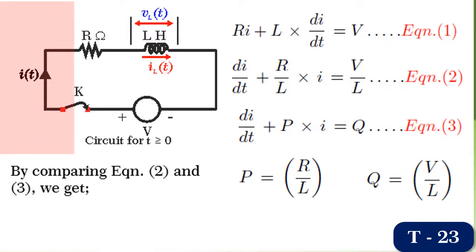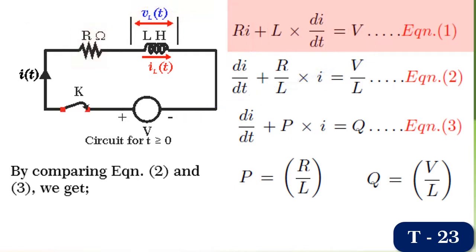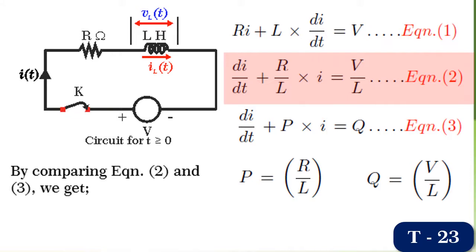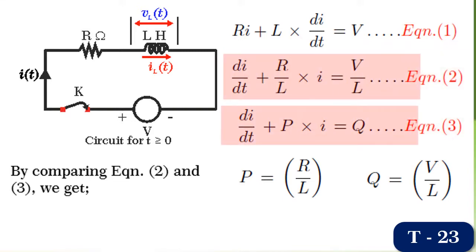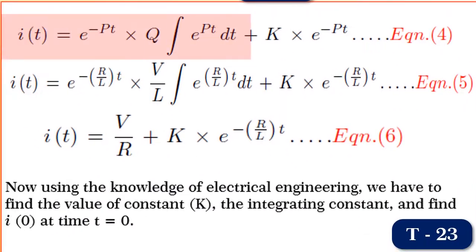Friends, next consider the circuit for t greater than or equal to 0. The equation for the system response can be written as R into i plus L into di by dt equal to V. Let it be equation 1. After dividing throughout by L, we get equation 2, which is the standard form of the first order ODE. By comparing equation 2 and 3, we get P equal to R by L and Q equal to V by L. We know that the solution of first order ODE is equation 4.